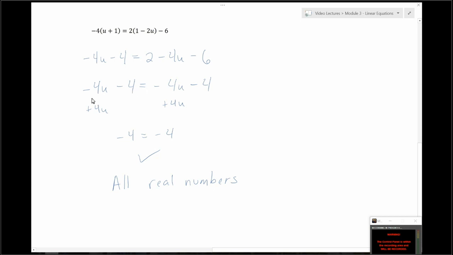And all that means is, well, if I had negative 4u minus 4 equals negative 4u minus 4, they were just the same exact line. So where do they overlap? Everywhere. All right, and those are all of the tricky cases when we're trying to solve linear equations.